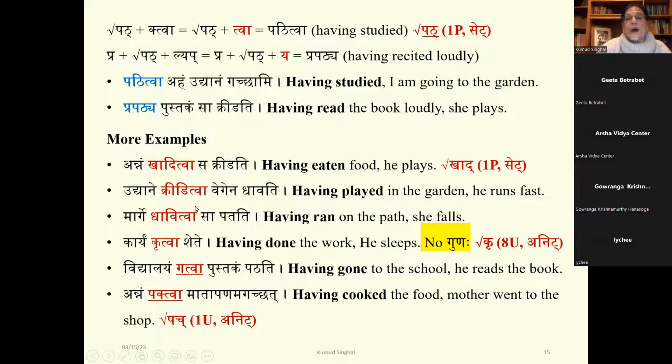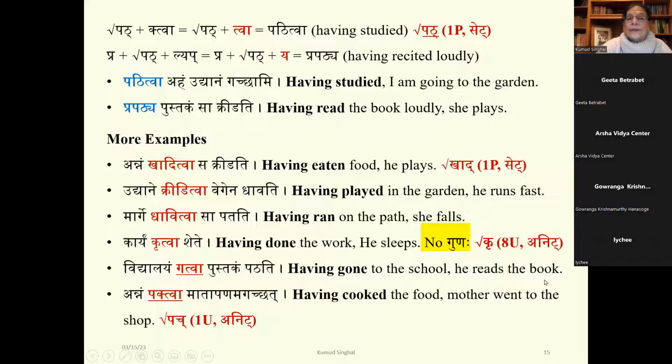Marge dhavitva sa patiti. Dhav again is a set dhatu. Having run on the path, marge, saptami vibhakti ekavachanam, she falls. Now I will give you an example where there is no guna. Kra is an anit dhatu. So there is no e agama and there will be no guna. So it will be kritva. It won't be kartva. The ra will not take a guna here. Karyam kritva shete. Having done the work, he sleeps.